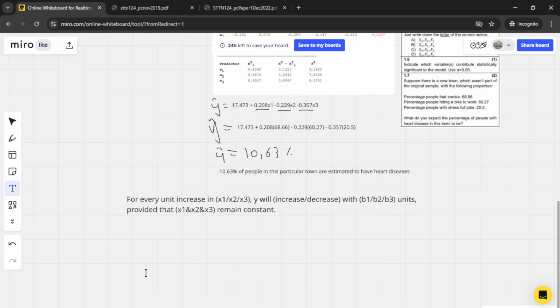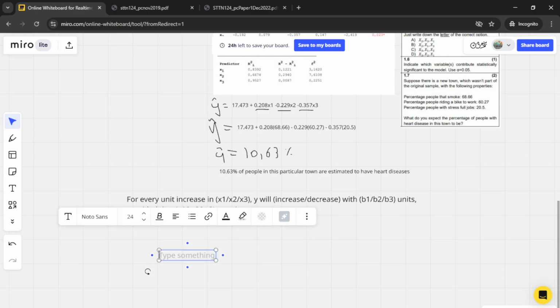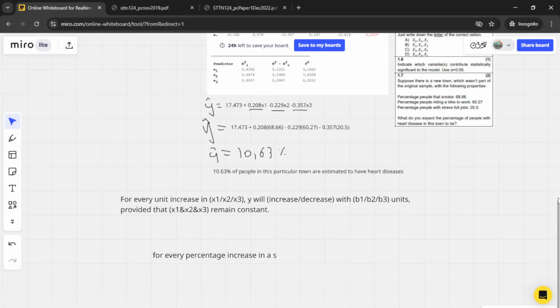So meaning that in this case, you're going to say for every unit increase, but not just unit. In this case, we're talking about the percentage. So you're going to say for every percentage increase in x1. What is the actual x1? They said it is the smoking habit. So for every percentage increase in smokers, let me just confirm the variables here.